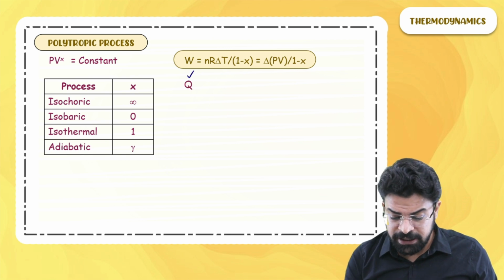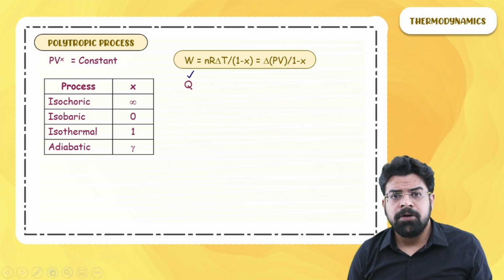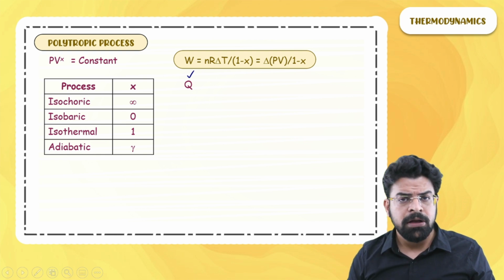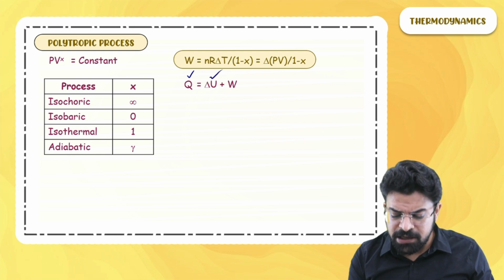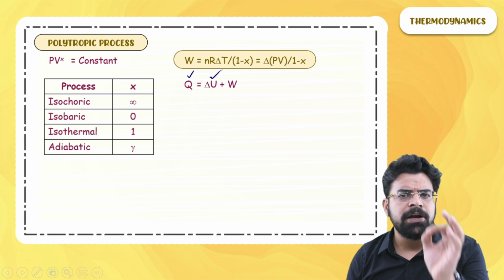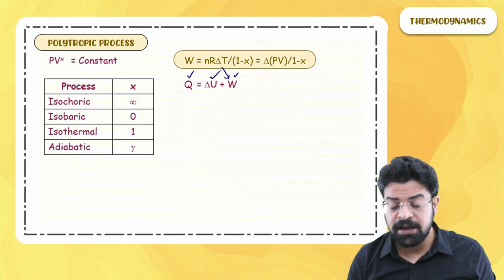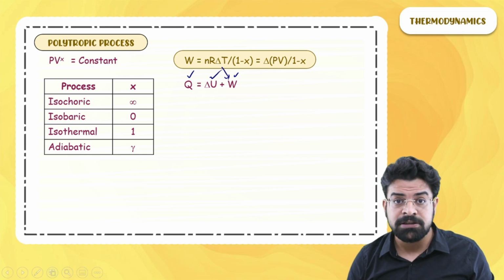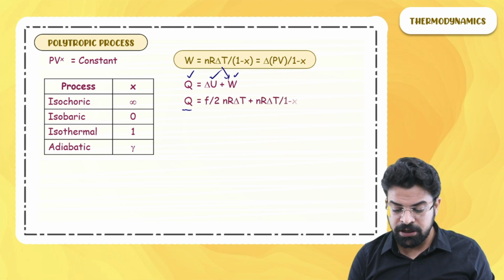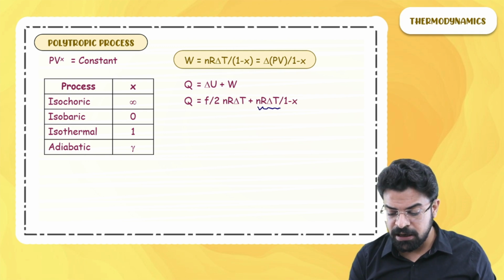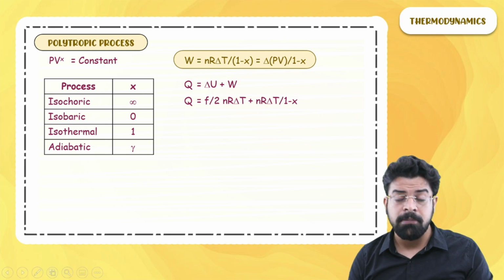Now, the heat given in a polytropic process will be how much? So heat given has to be equal to the change in internal energy plus the work done. The change in internal energy for any process can be written as f by 2 nR delta T. And the work done we know for a polytropic process can be written as nR delta T upon 1 minus x. So the heat given can be written as f by 2 nR delta T plus the work done, which is nR delta T upon 1 minus x.